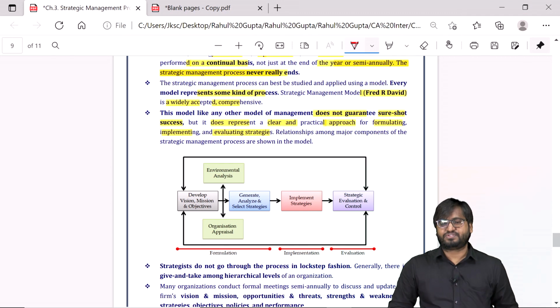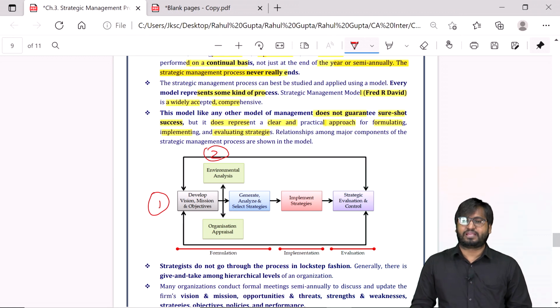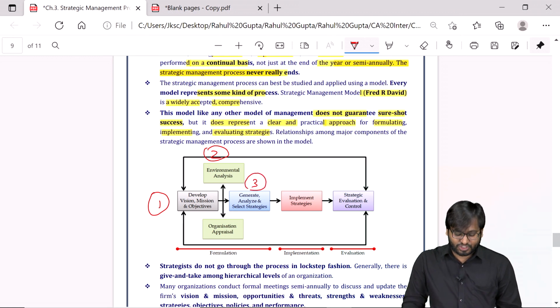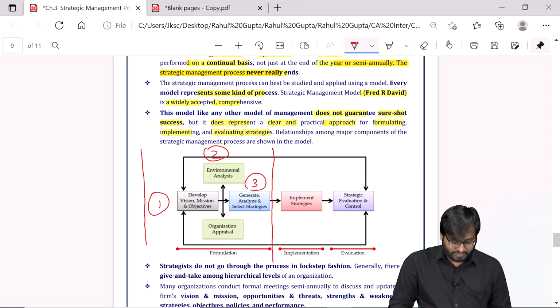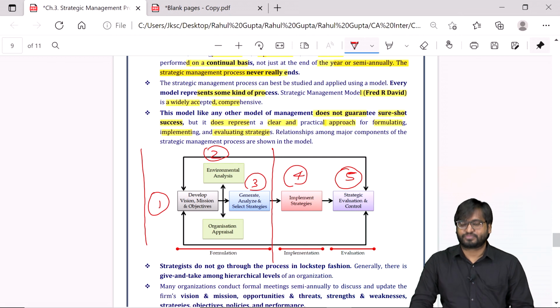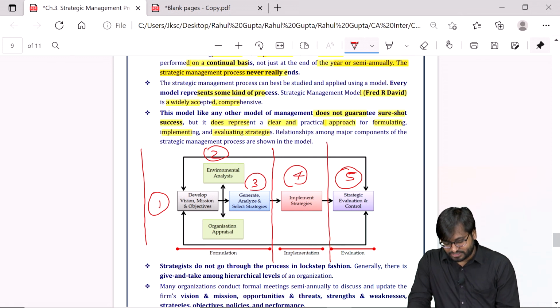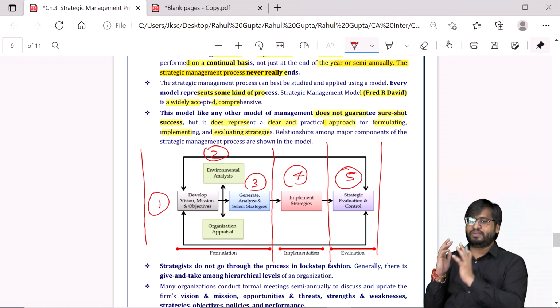So these are the 5 stages I was talking about. This is the first stage, developing the vision, mission, goals and objectives. Number 2, environmental analysis and organizational analysis. Number 3, generate, analyze, select strategy. This falls under formulation. Then implement the strategy, and then strategic evaluation and control. So if you observe, this is implementation, this is evaluation. So we have 3 phases: formulation, implementation, evaluation.